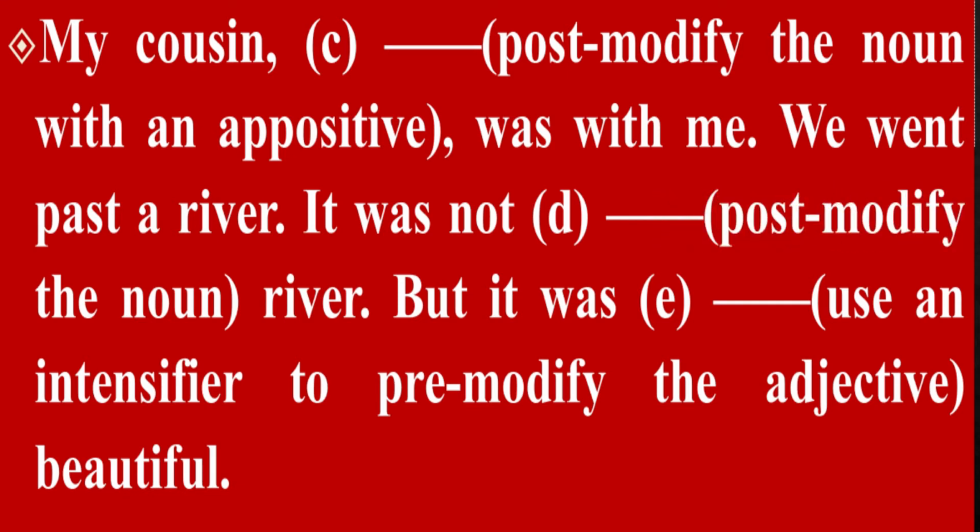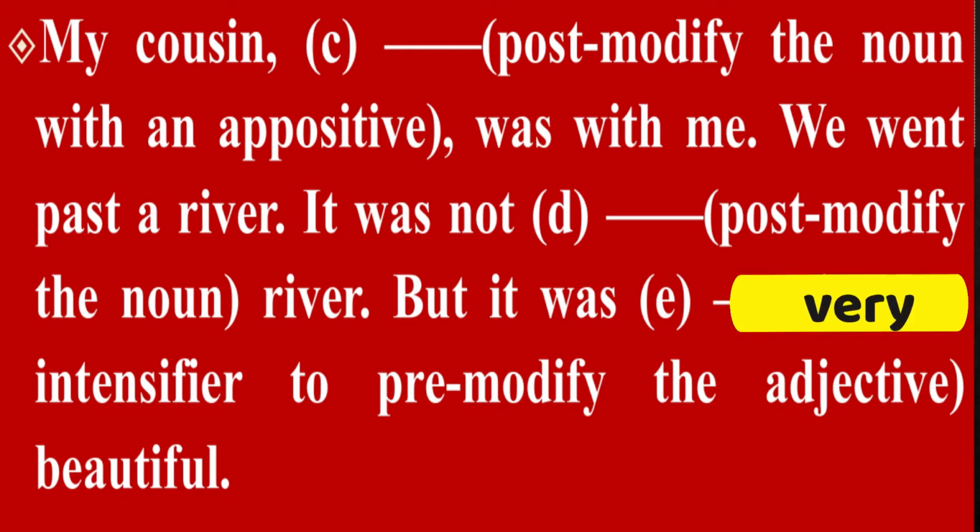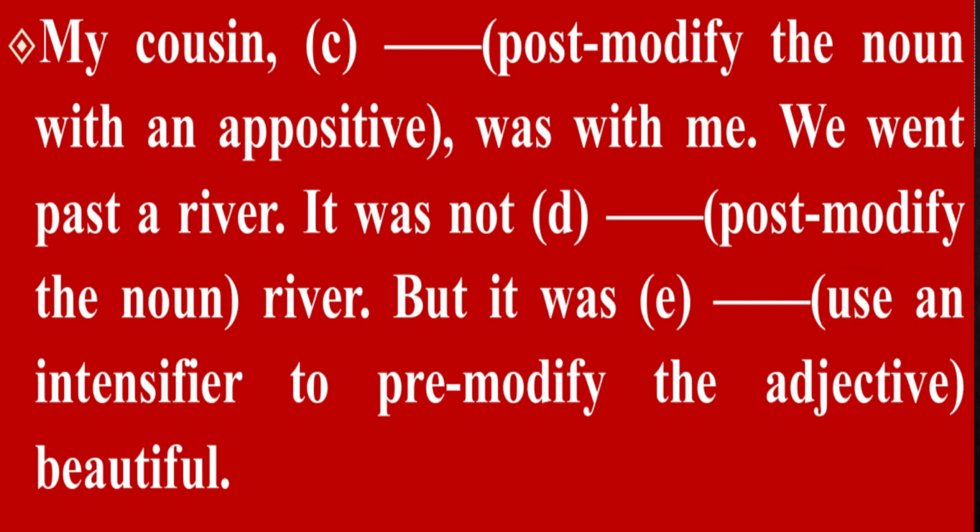Now see the next sentence. But it was dash beautiful. Use an intensifier to pre-modify the adjective. So I have already told you that whenever you are asked to put an intensifier, in that case you will certainly put there very, and it is very easy. Whenever you find the word intensifier, you will put very. So very will be our answer. But it was very beautiful.